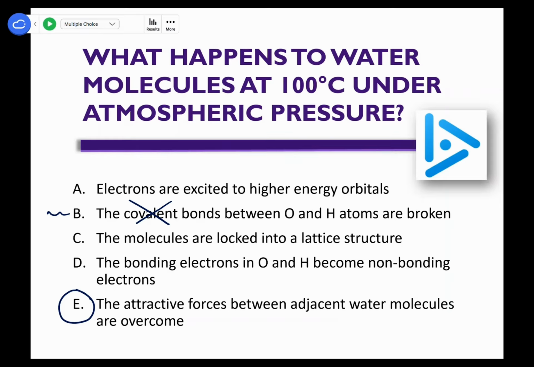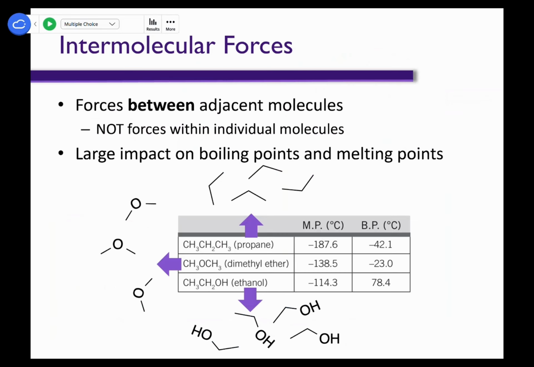H2O. It's still water. It's just separated and moving at a fast pace as a gas rather than a liquid, rather than locked in as a solid. So we're not breaking covalent bonds. We're breaking intermolecular attractions between adjacent water molecules. So that's what intermolecular force is, and that's what this topic is all about.